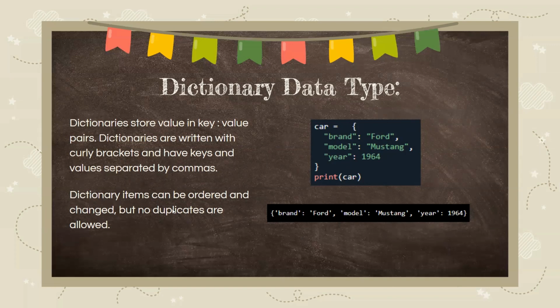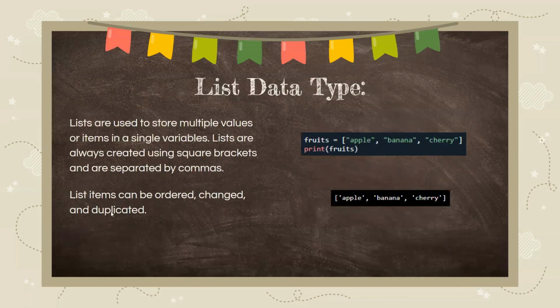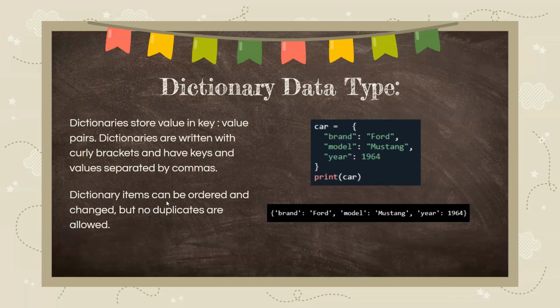You notice when we did lists, they could be duplicated, but here they can't be duplicated. They can still be ordered and changed. So if the brand or the model was not a Ford or Mustang, you could change it up, or you could change the year. So they can be changed and ordered, starting from 0 and going from there. So that is the dictionary data type.